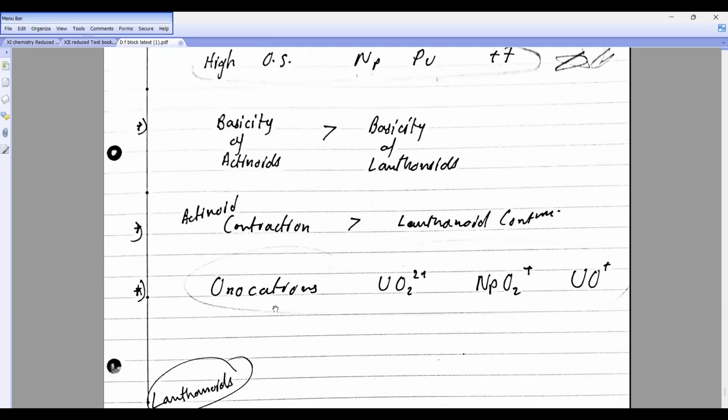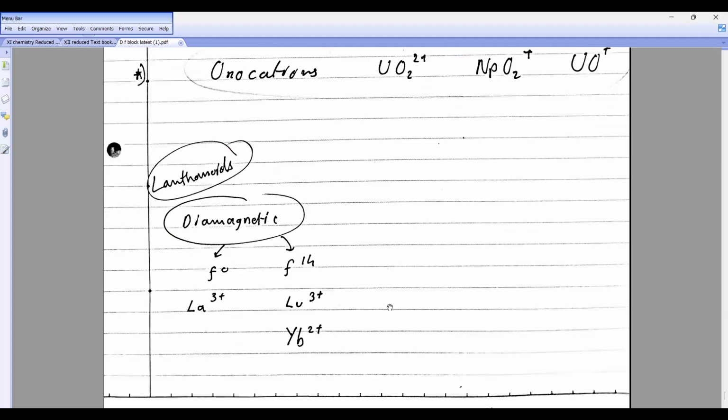Oxocations means what, beta? Normally oxygen has which charge? Negative. But actinides can form oxocations, means they can form compounds with oxygen having positive charge. Oxocations. Okay, right. Now, what will they ask you in the exam?